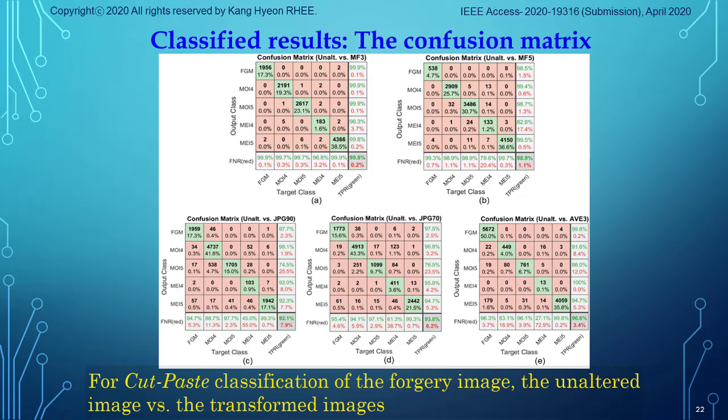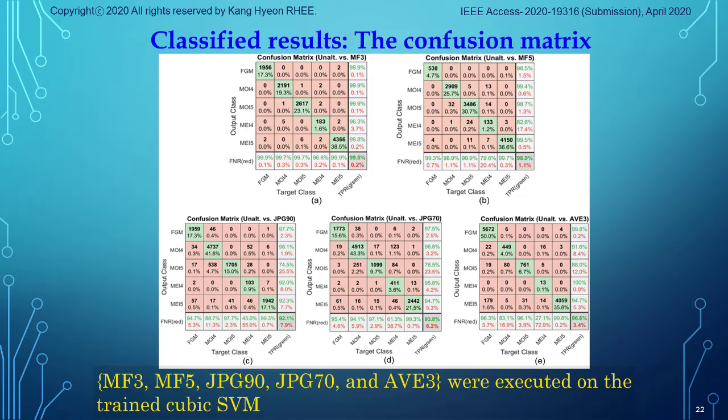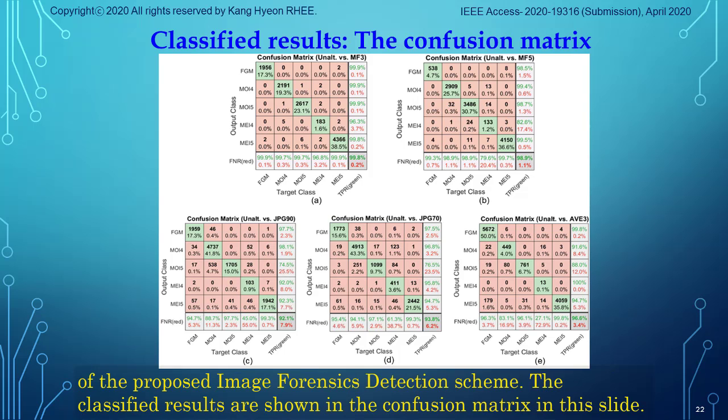For cut-paste classification of the forgery image, the unaltered image versus the transformed images, median filtering 3x3, median filtering 5x5, JPEG compression by a quality factor 90, JPEG compression by a quality factor 70, and average filtering 3x3, were executed on the trained cubic SVM of the proposed image forensics detection scheme. The classified results are shown in the confusion matrix in this slide.